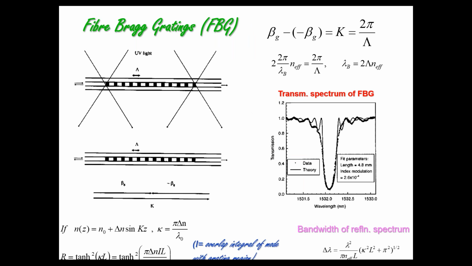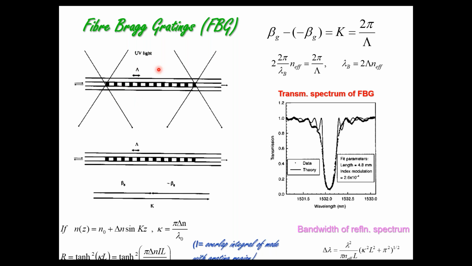So in a fiber Bragg grating, the condition to be satisfied for coupling of power between a forward propagating and a backward propagating mode is that the difference in beta values of these forward and backward propagating beams should obey this condition, that is beta minus beta is equal to capital K, where capital K is 2 pi by capital Lambda. This capital Lambda is the periodicity.